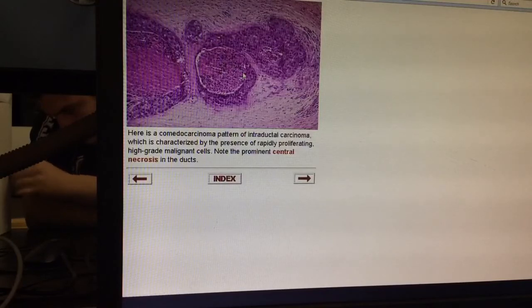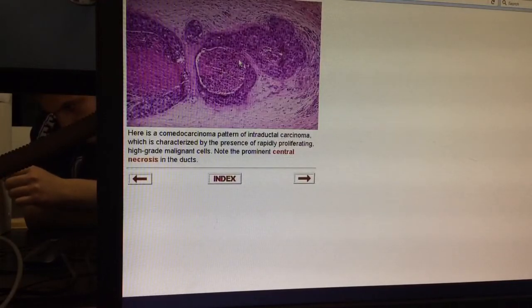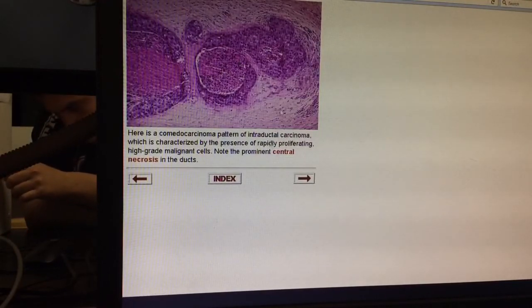So in comedonecrosis, we found abnormal or malignant cells, and inside those glands there is necrotic tissue representing acute and chronic inflammation and the slough of tumor cells. This is called the comedonecrosis.